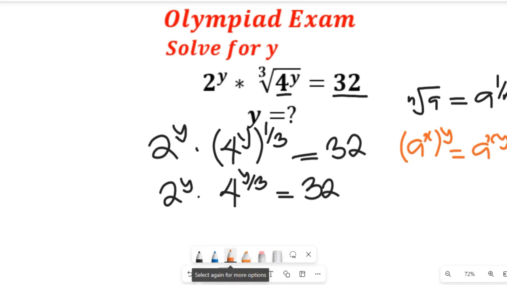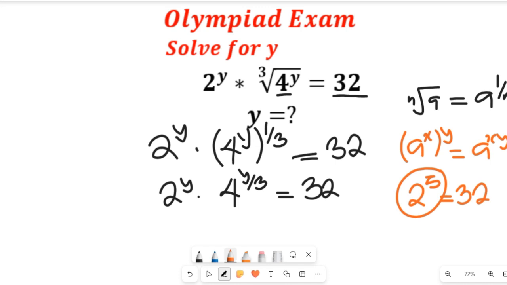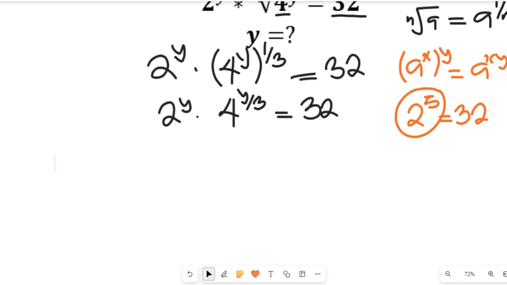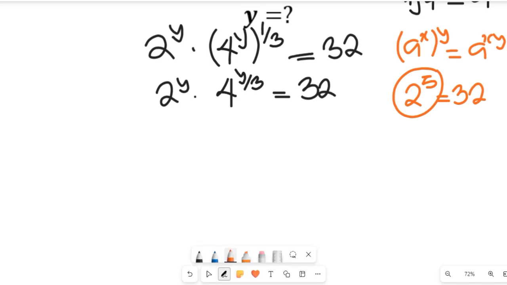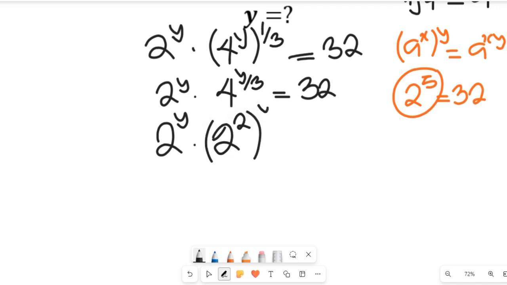Now I want you to remember that 2 to the power of 5 is equal to 32, right? So 2 to the power of 5 can replace 32. Once we've gotten that, we'll have to simplify further. So we'll have 2 to the power of y multiplied by 2 to the power of 2, all to the bracket y divided by 3, equal to 2 to the power of 5.